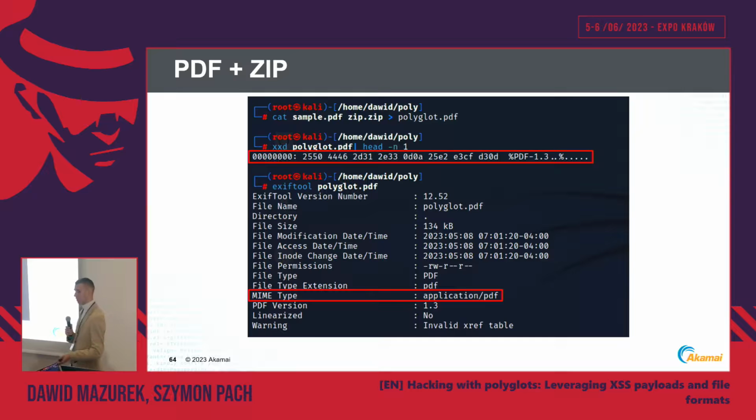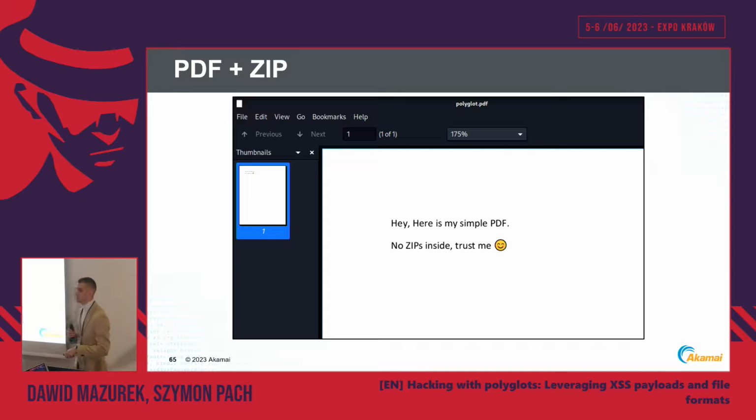But if we are checking our PDF file with exiftool, the first part looks the same, but at the end we see a warning, the invalid xref table. So it's telling us that there is something bad with this file, but does the user see this? The user is opening our polyglot file, and he or she sees only, hey, here is my simple PDF, no zip inside, trust me.